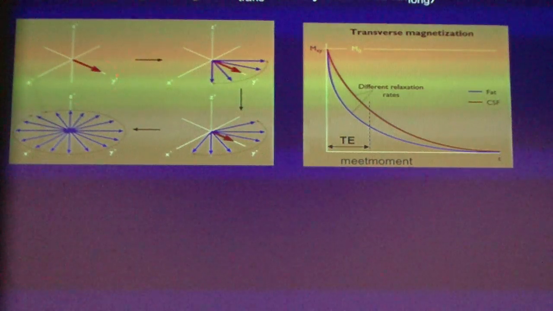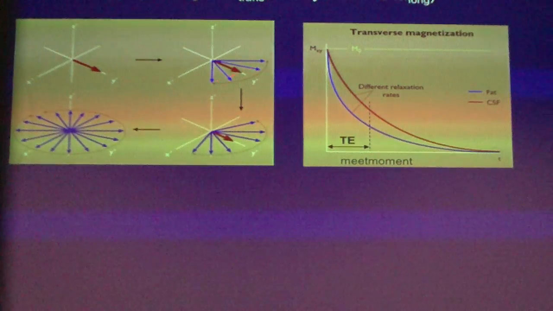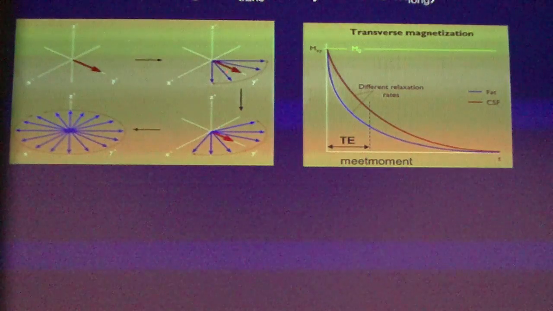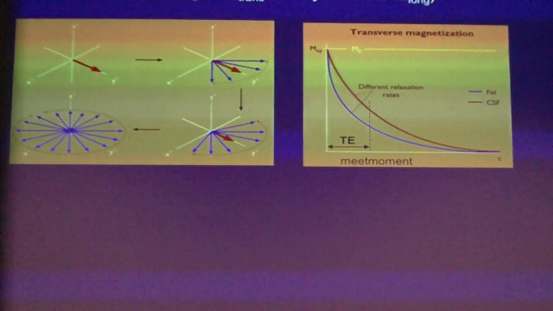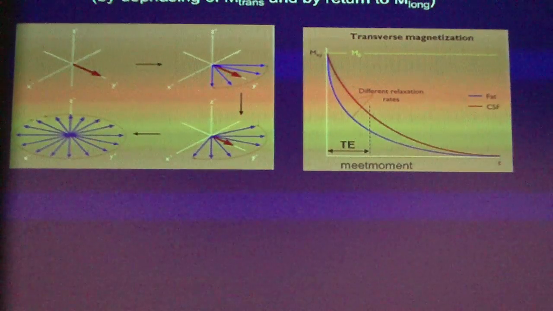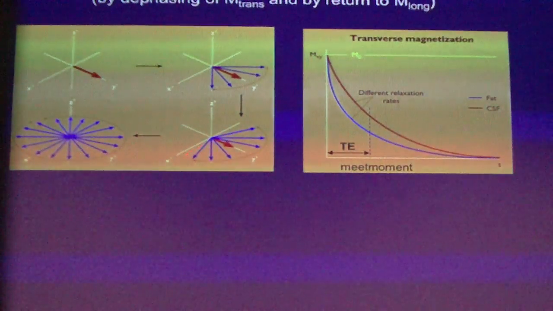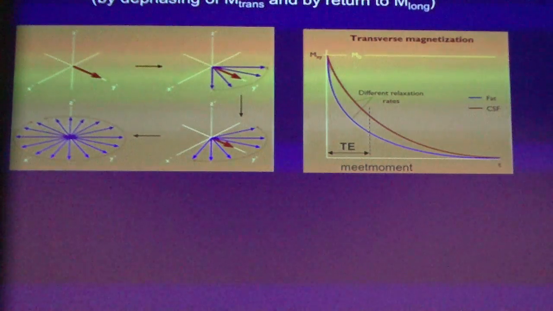It can also be shown like this. First you have a nice in phase, and then after a while you get this dephasing. And the red arrow is the resulting intensity that you then have. And this is then getting smaller and smaller because of this dephasing.